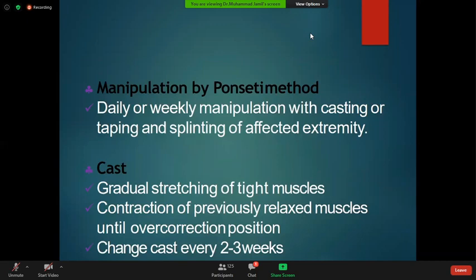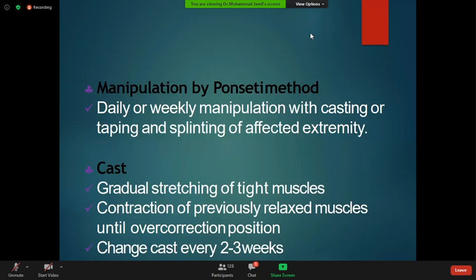The Ponseti method is casting. We do gentle manipulation of the foot every week. After the manipulation, we apply an above-knee, complete cast. The next week we remove the cast, and again we do the manipulation, there is further correction, and we apply another cast. This process is completed up to 6 weeks. At the last cast, sometimes we do the tenotomy of the Achilles tendon, and after tenotomy, the last cast may stay for 2 to 3 weeks.